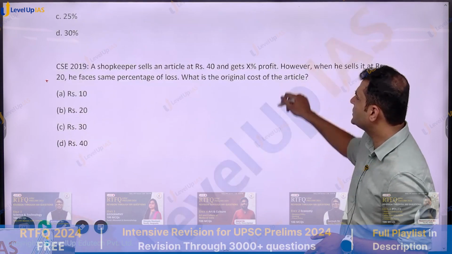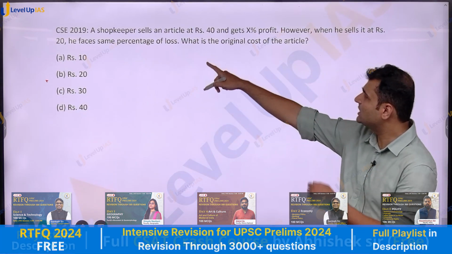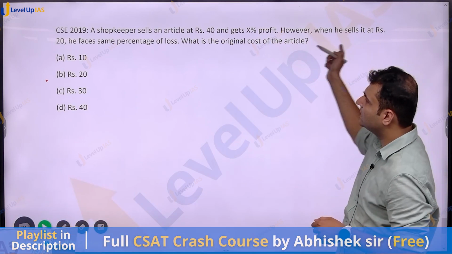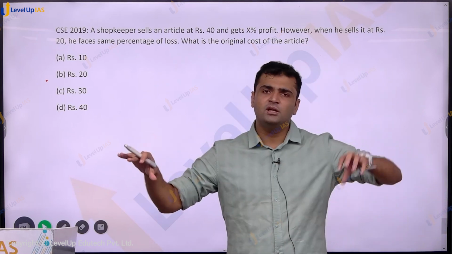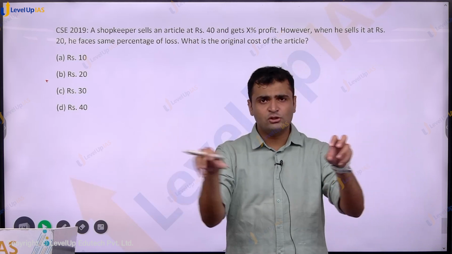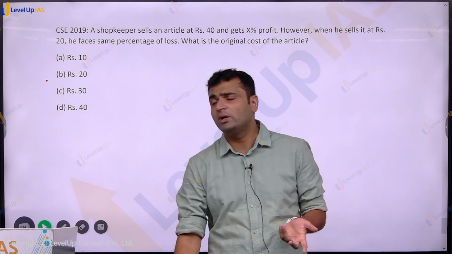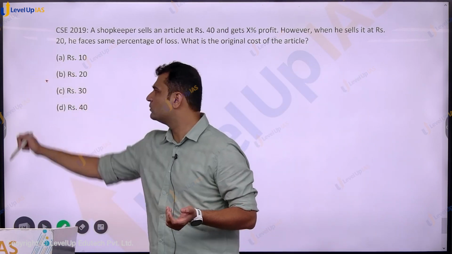Next, a shopkeeper sells. See, this is again very observation wala. A shopkeeper sells an article at 40 rupees and gets X% profit. However, when he sells at 20, he faces a loss. 40 pe profit, 20 pe loss. So the question is, what is the original cost? So the cost has to be somewhere in between 20 and 40. There is only one value between 20 and 40, which is 30 rupees. No need to calculate. But even if you calculate, it is very easy.